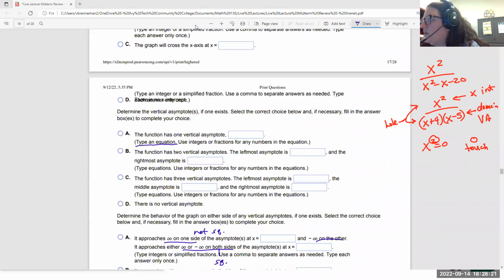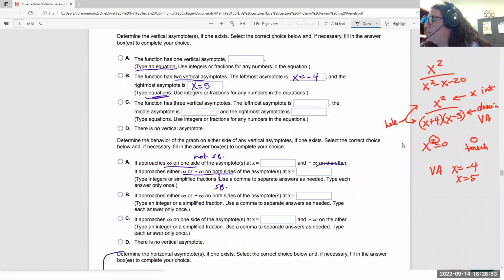Then the vertical asymptotes again correspond to the factors of the domain. So it's x equals -4 and x equals 5. When there's more than one, they want you to give them kind of an order from left to right. So the negative comes first, the -4, and then so 2 vertical asymptotes, including, so it's typing equations. So x equals -4, and then x equals 5.